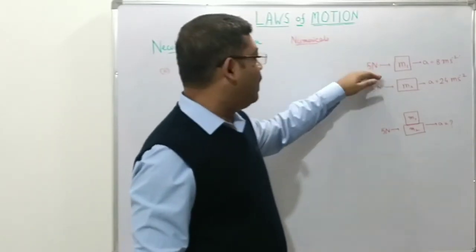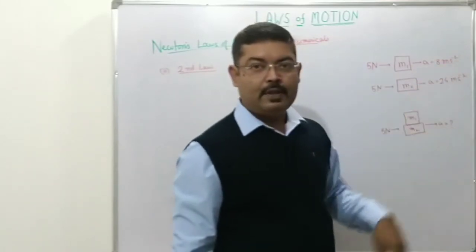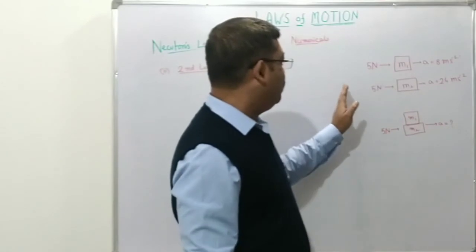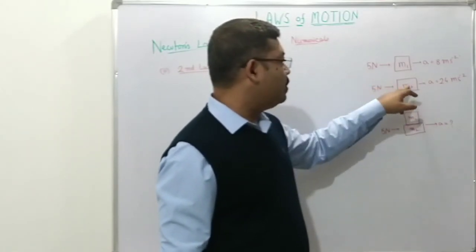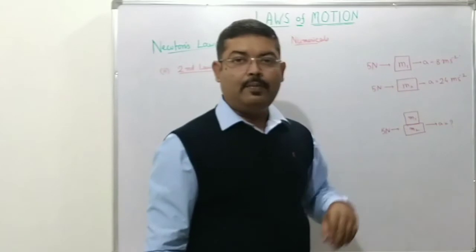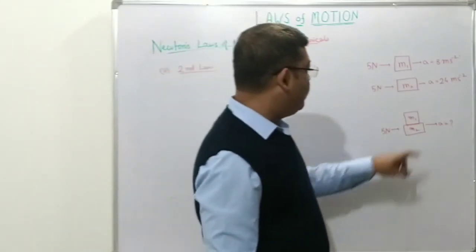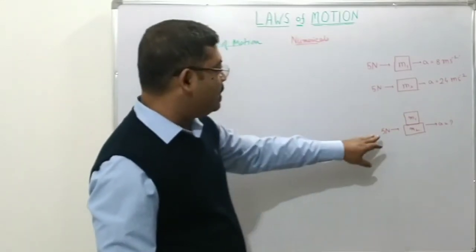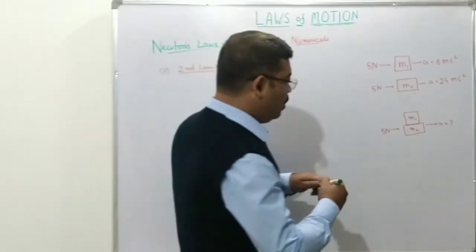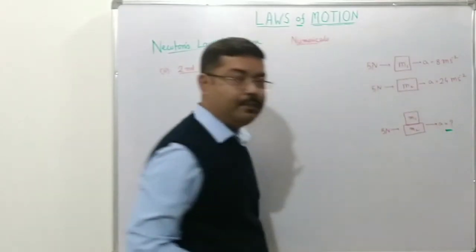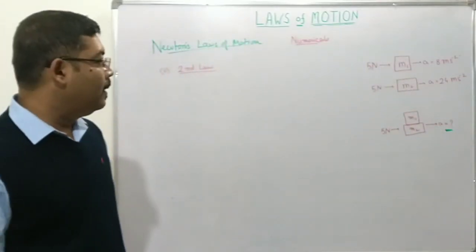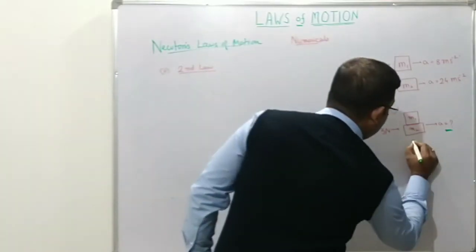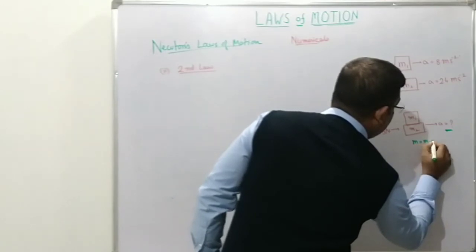Okay, you have been given that an object of mass m1 when acted upon by a force of 5 Newton produces an acceleration of 8 meter per second square. Another block of mass m2, when the same force 5 Newton acts on it, an acceleration of 24 meter per second square is produced. If you combine these two masses, that is, you take a mass of m1 plus m2 and apply the same force 5 Newton, what is going to be the acceleration? So our problem is to find the acceleration of this mass, M equal to m1 plus m2.